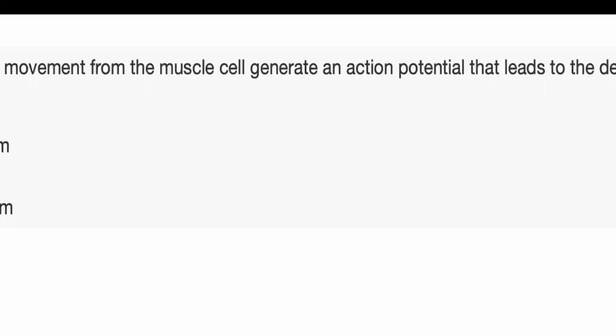Which of these ions moving inside or outside the muscle cell is responsible for action potential generation leading to depolarization of the inner muscle fiber? Is it sodium calcium, sodium potassium, sodium chlorine or calcium potassium? Let us wait for a minute and then revisit the question. I will reveal the correct answer in a minute.